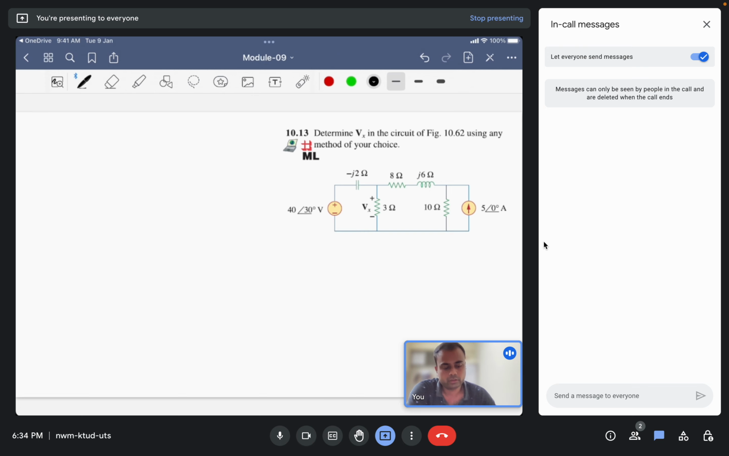So let us first of all solve this with the voltage source. Once we have the voltage source, there is a capacitor, there is a resistor, and finally this is a resistor and this is an inductor. All three components here will become a series connection. So let us write this in the series equivalent.